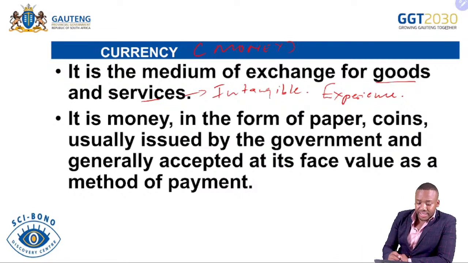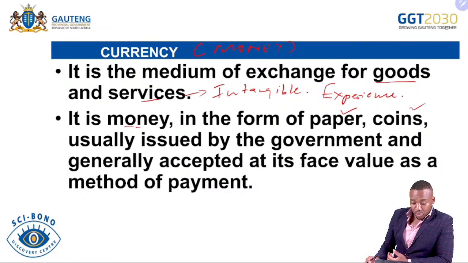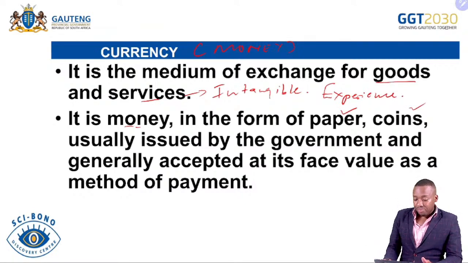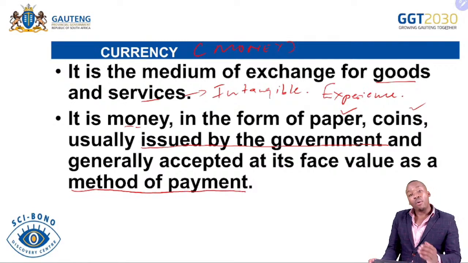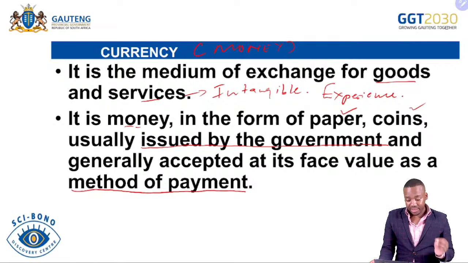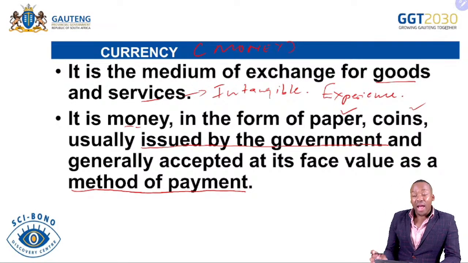So what is currency? It is money in the form of paper or coins, which we normally use. It is money in the form of paper and coin, usually issued by the government and generally accepted at its face value as a method of payment. Payment for what? For goods and services. So there we're talking about currency.